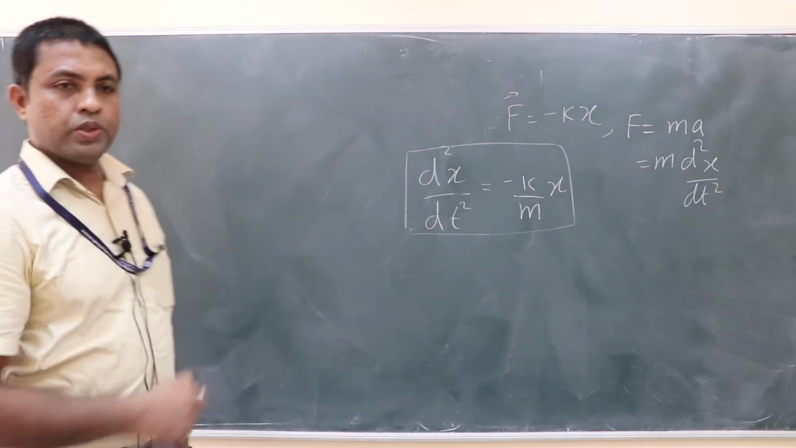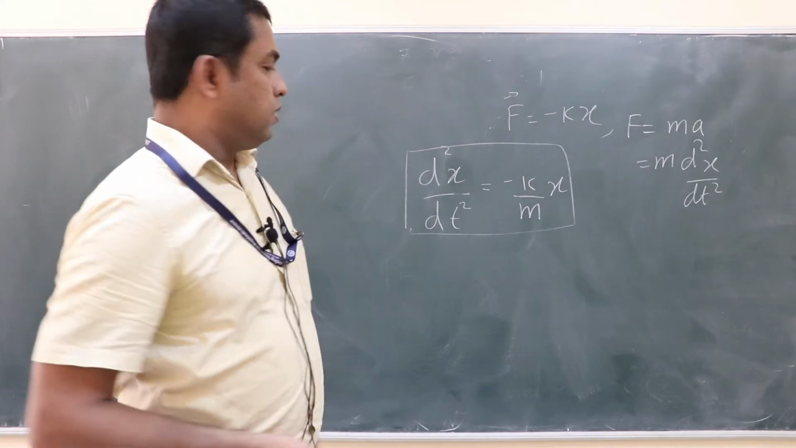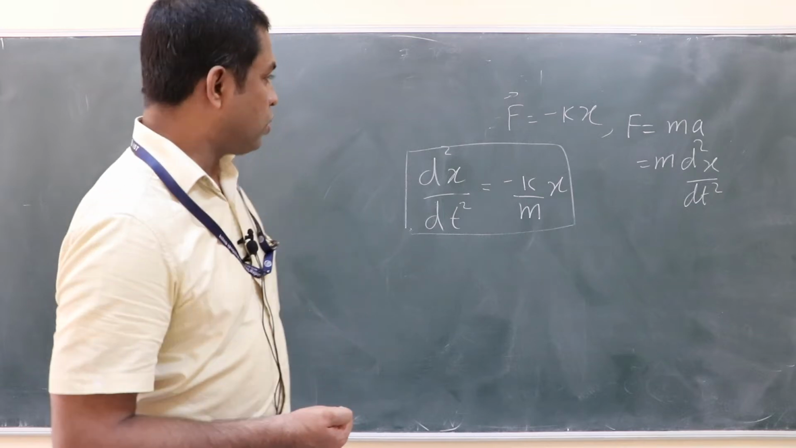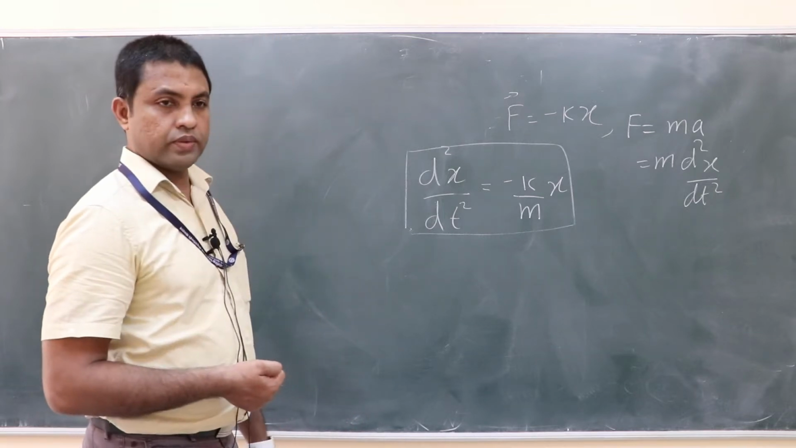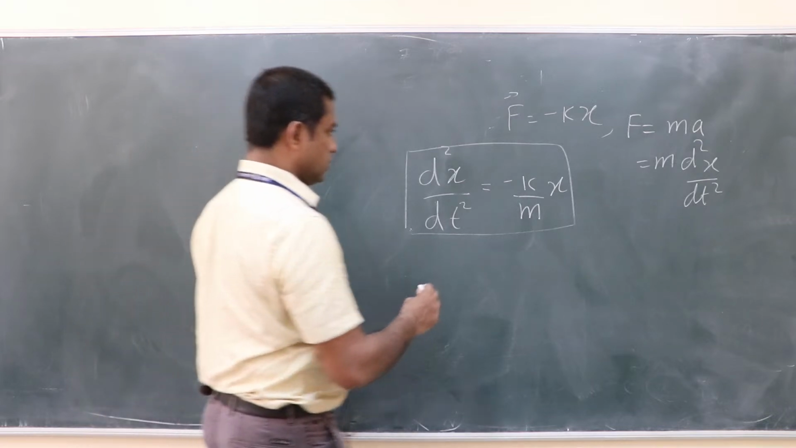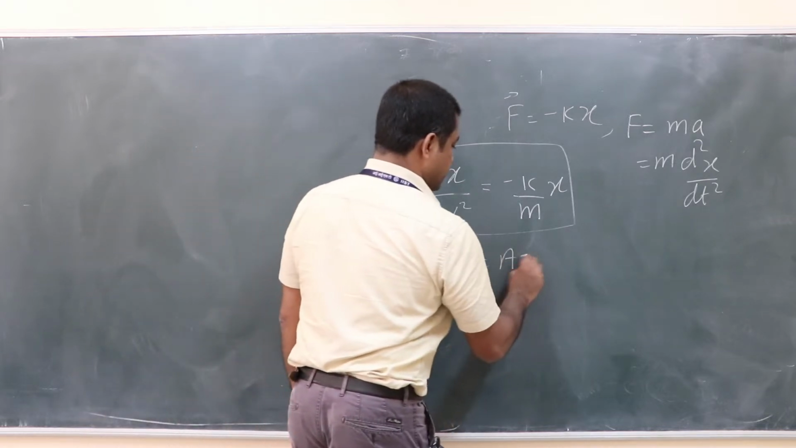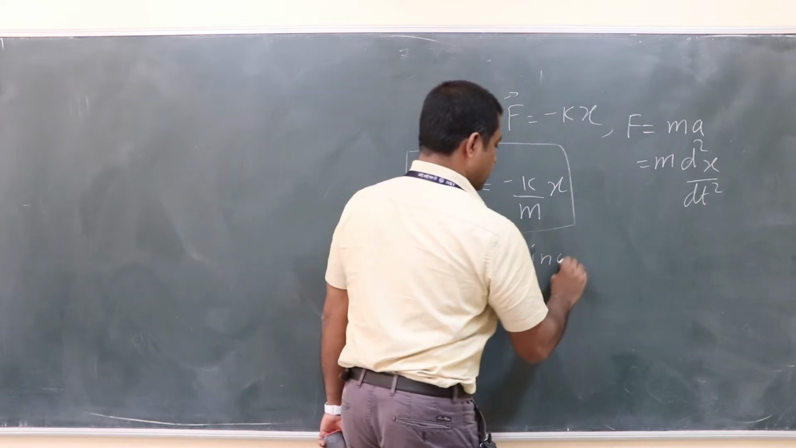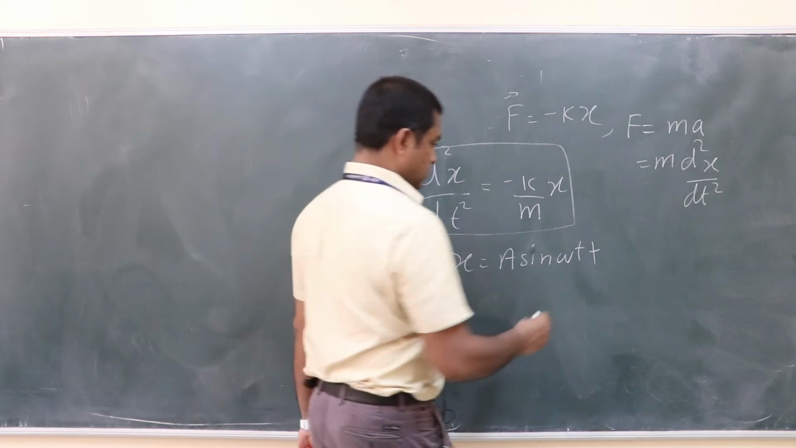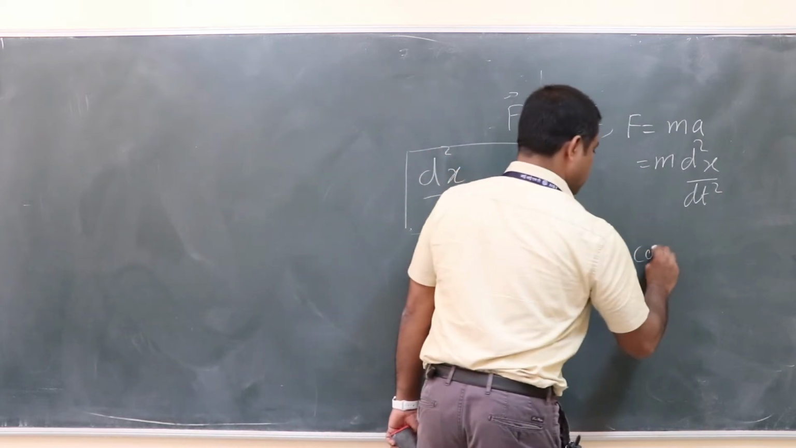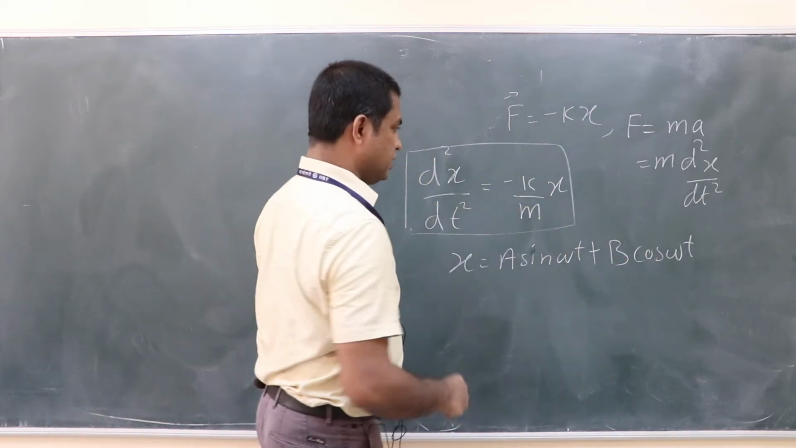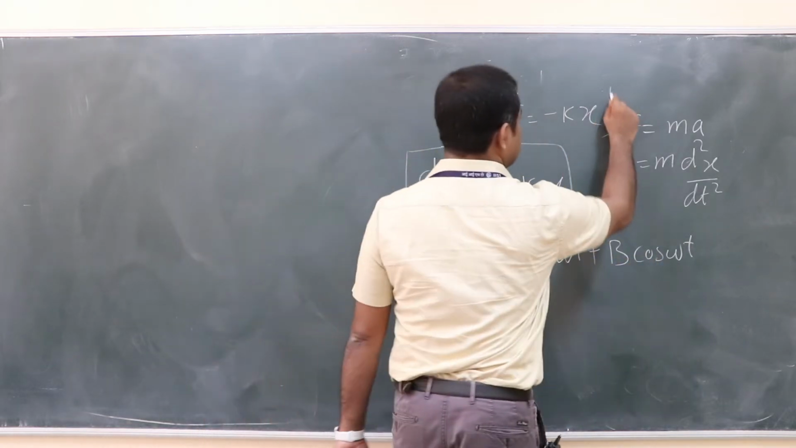Is it possible to solve this equation numerically, analytically? Okay, so what is the solution? x is equal to a sin omega t plus b cos omega t. This can be a general solution, no? What is omega in terms of k and m? Omega is equal to root k by m.